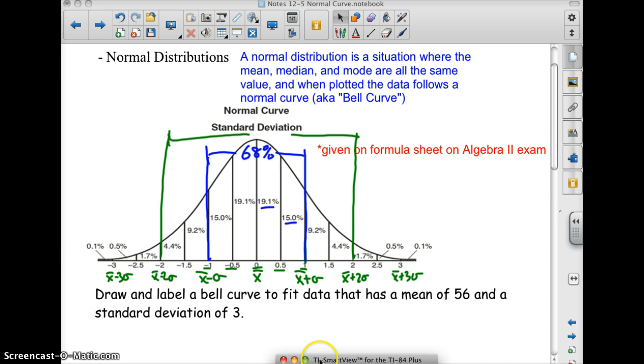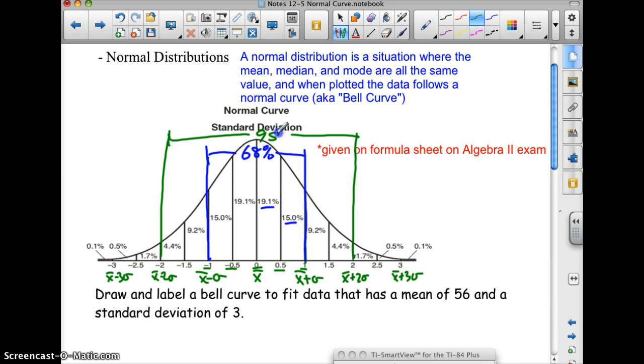All right, and that is always rounded to 95%. Okay, so 95% of the data is within 2 standard deviations of the mean, and 68% is within 1 standard deviation. All right, and then all the way out here, right at 3, that's like 99.7% of the data.